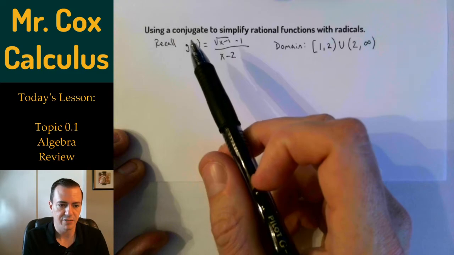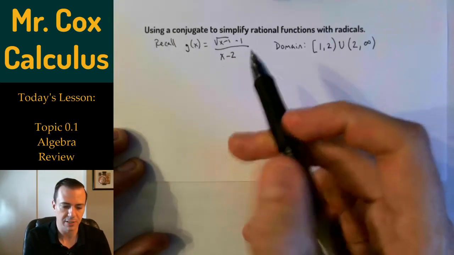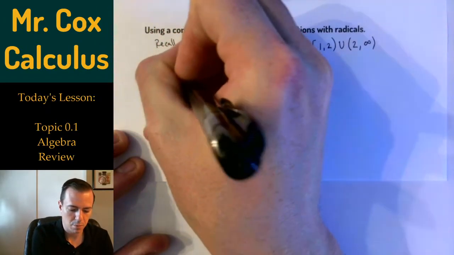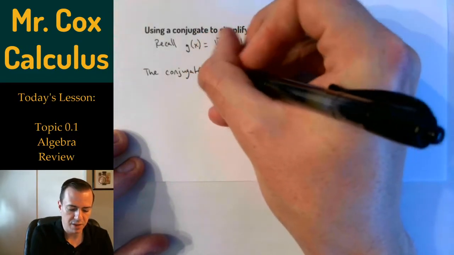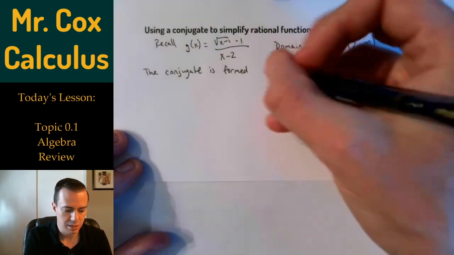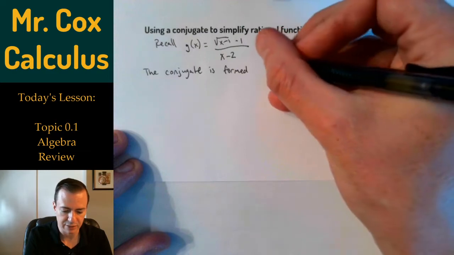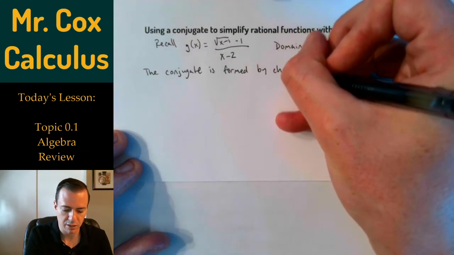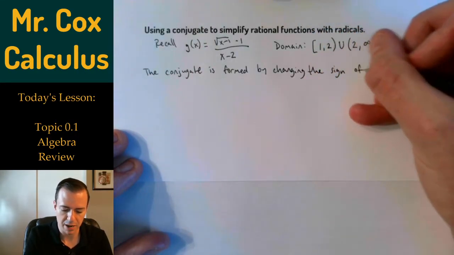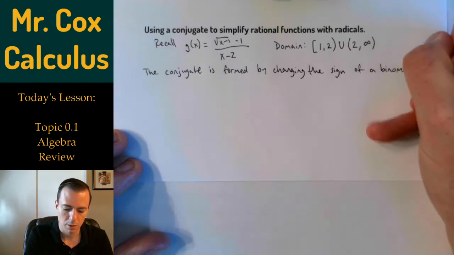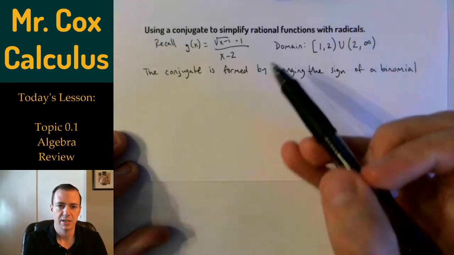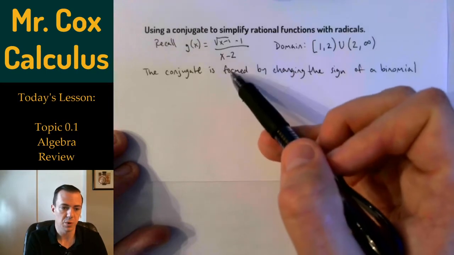Well, we can use this idea of a conjugate to simplify and rewrite this function. So let's define what a conjugate is. The conjugate is a binomial expression formed by taking a binomial that you already have and simply changing the sign of it. Remember, a binomial is two terms that are just being either added or subtracted from each other. And we actually have a binomial in the numerator as well as the denominator.